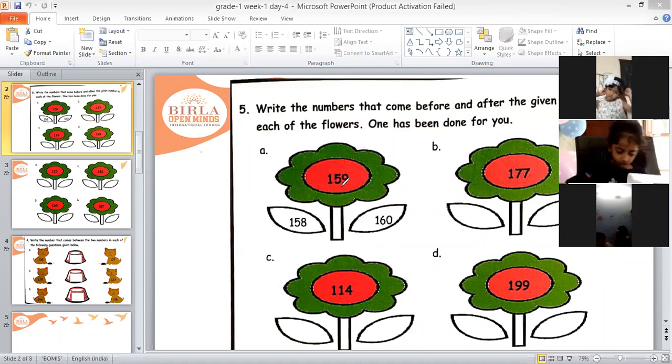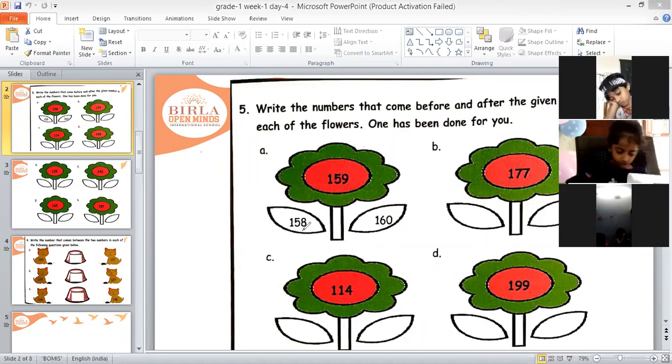So now first see the number in ones and tens place. What is the number in ones and tens place here? This is 5 and 9. Together it will make 59, and there is 1 in the hundreds place, right? So this number is 159. Now you have to think of the number which comes just before 59. So what comes just before 59?